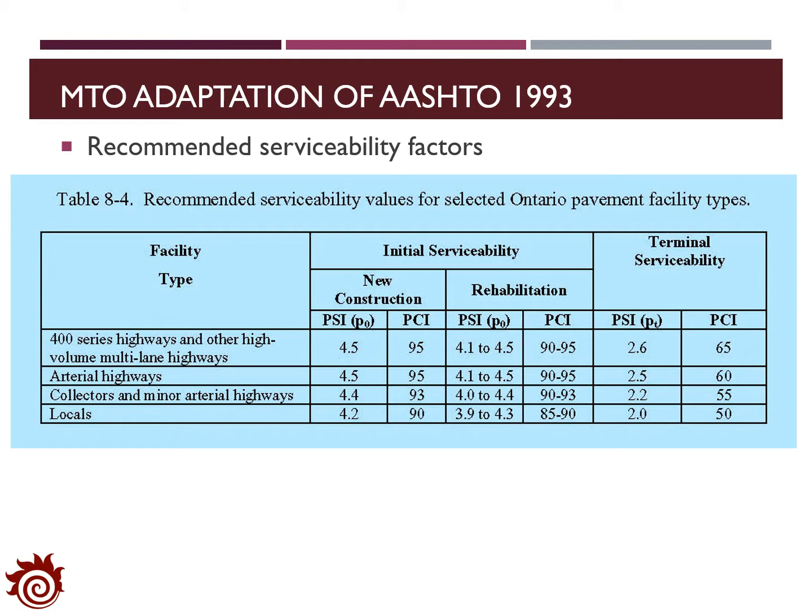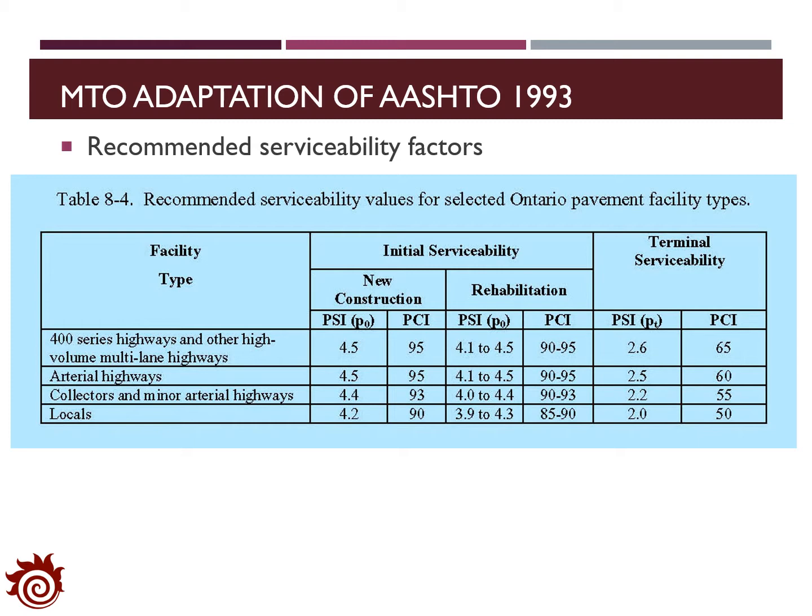In Ontario, for the 400 series highways and some other high-volume multi-lane highways, the PSI is set as 4.5 at the new construction for the initial serviceability, and the PCI is set as 95, while the terminal serviceability is usually set as 2.6 for PSI and 65 for PCI. If we are talking about a rehabilitation project, the initial serviceability is set as 4.1 to 4.5 for PSI and 90 to 95 for PCI.